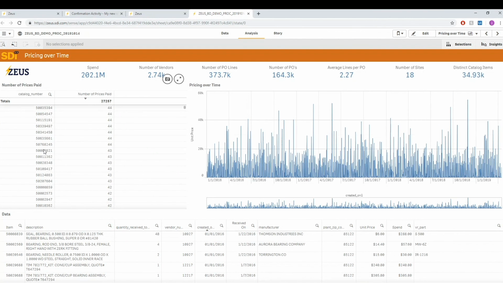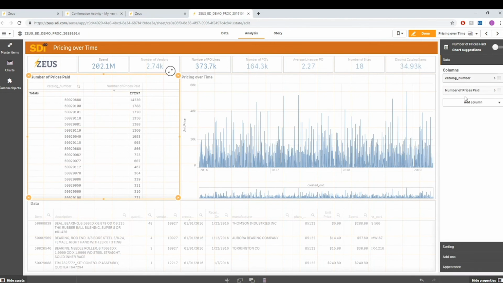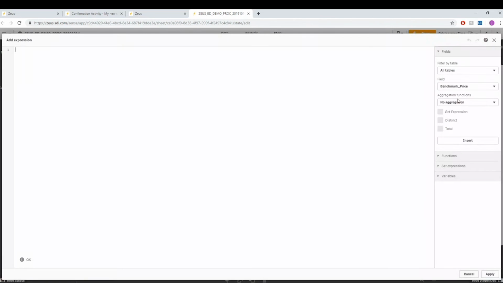But if we go down and we say, okay, and you know what, I like to develop on the fly. It's one of my favorite things about Click. So if we did something instead, and instead of using the catalog number, we took a description for argument's sake.